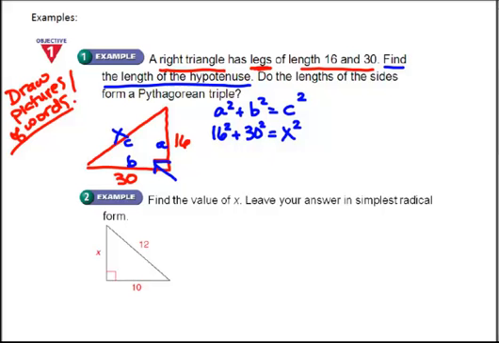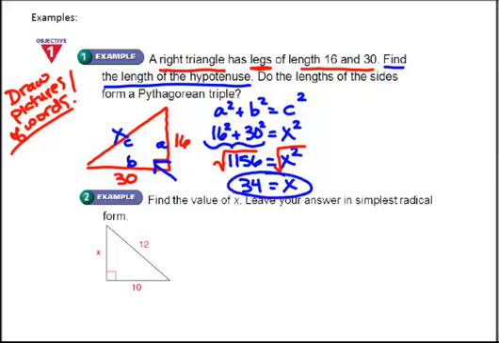Okay, now here's the beautiful thing. You have a calculator that has a squaring button. You can type all of this in at once. So we're going to go ahead and type in 16 squared plus 30 squared. And my calculator tells me it's 1156. And now I'm going to use the square root button and take the square root of both sides. That's going to isolate my x. So my x is all by itself. So I get x equals the square root of 1156, and my answer is 34. And I'm done with the problem.